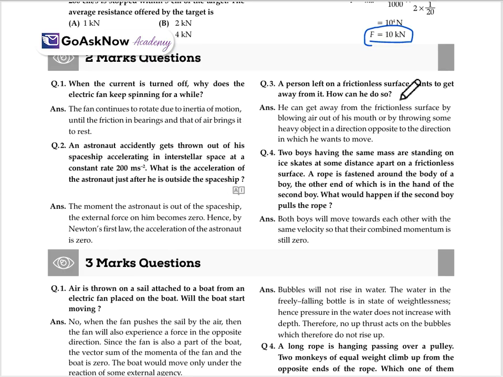A person left on a frictionless surface wants to get away from it. How can he do this? He can get away from the frictionless surface by blowing air out of his mouth, or by throwing some heavy object in the direction opposite to the one in which he wants to move. With the help of this, he can move off the frictionless surface.